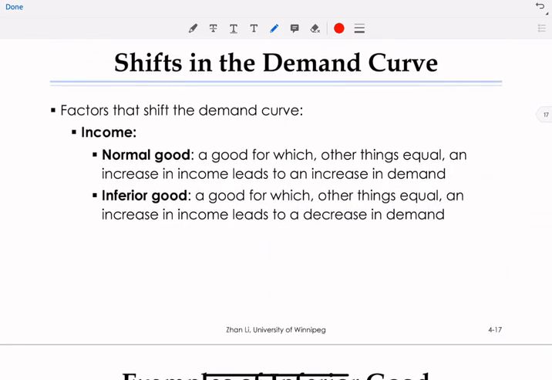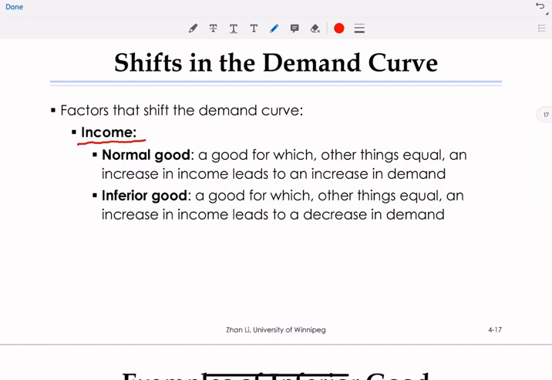Okay, the first factor, the first force which could shift the demand curve is income, right? So depending on what kind of good you're having, income could actually increase demand or decrease demand. For example, if we are talking about normal good, then more income implies higher demand. And if we are talking about inferior good, then more income implies lower demand.